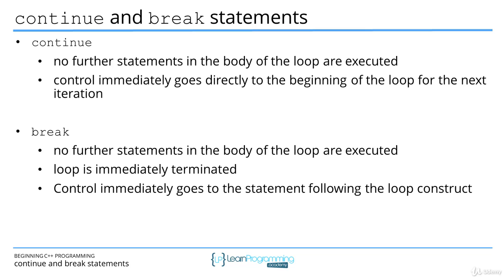When a continue statement is executed in the loop, no further statements in the body of the loop are executed, and control immediately goes directly to the beginning of the loop for the next iteration. So you can think of this as skip processing in the rest of this iteration and go to the beginning of the loop. In the case of the while loop and the for loop, the condition will immediately be tested again.